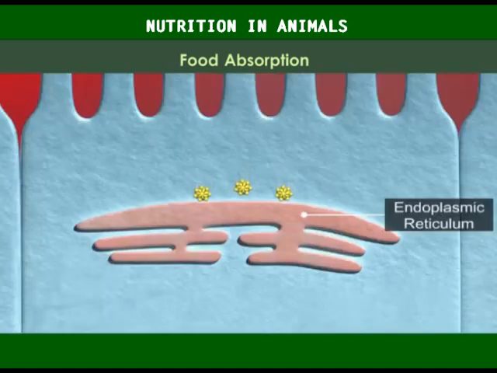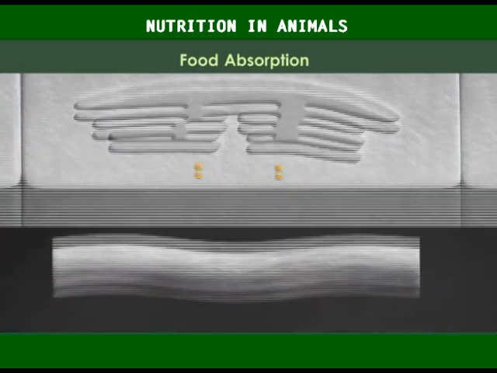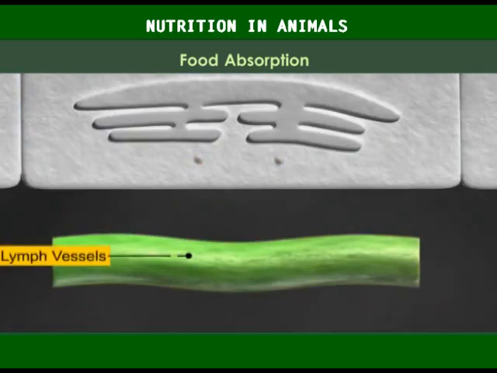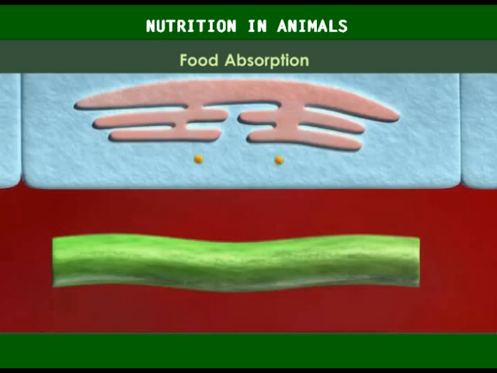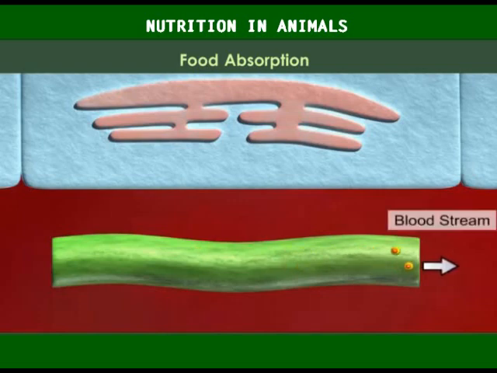As they enter the intestinal mucosa, they are coated with proteins to form small flat globules, the chylomicrons, which are transported into the lymph vessels called lacteals in the villi. These lacteals ultimately release the absorbed substances into the bloodstream.